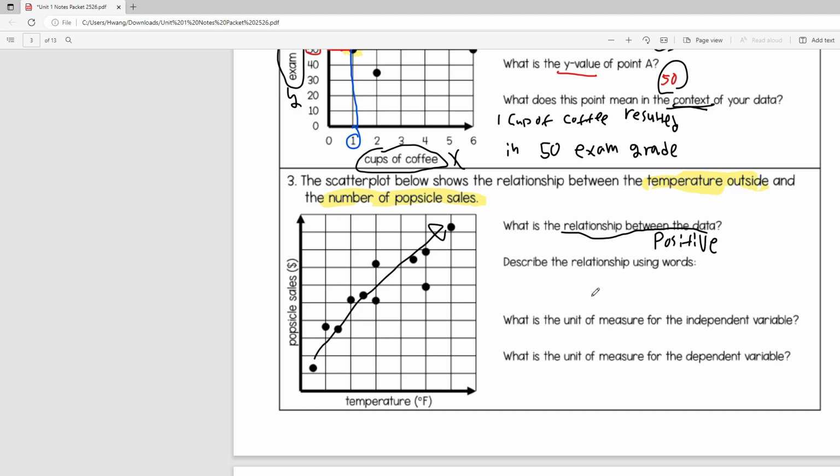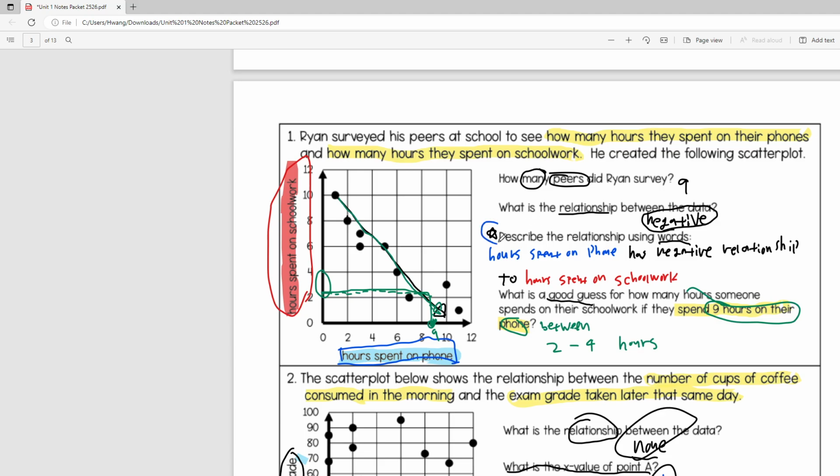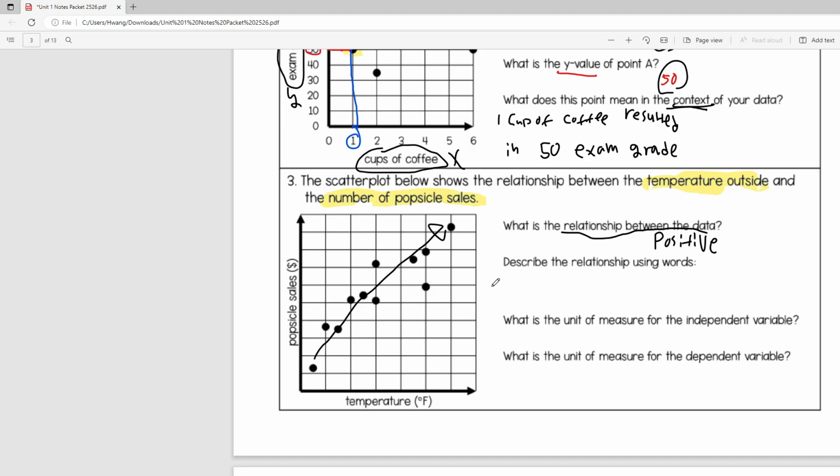And let's describe the relationship using words. And what did I tell you? Always write down the independent variable first. It's the same example that Mr. T did over here, the star question. I'm going to do it in the same order. My independent variable is temperature, so I'm going to write temperature.